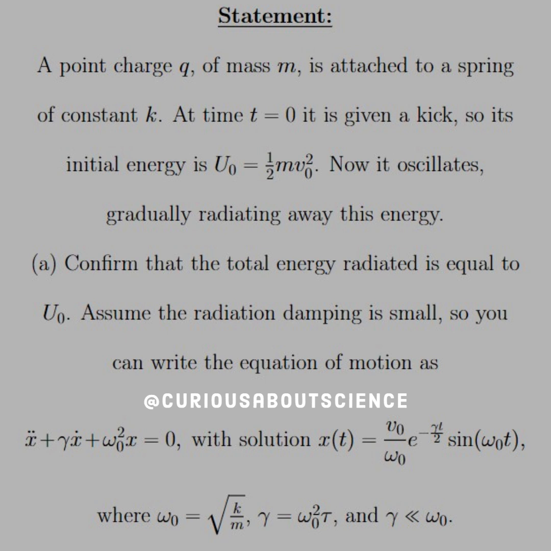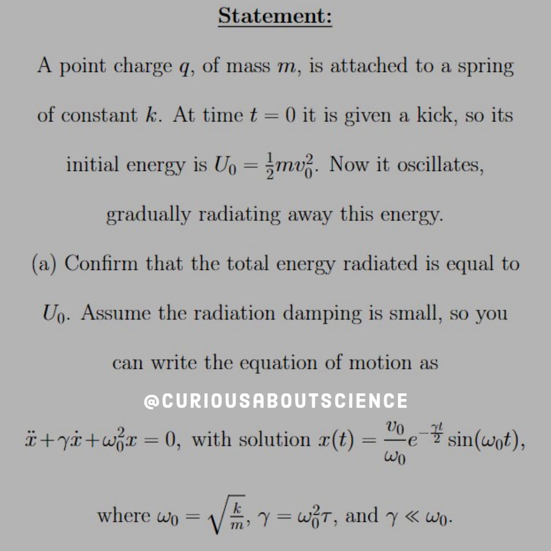Assume that the radiation damping is so small that you can write the equation of motion as x double dot plus gamma x dot plus omega naught squared x equals 0. And we have this solution. Again, that's a homogeneous equation. We get a couple of coefficients.